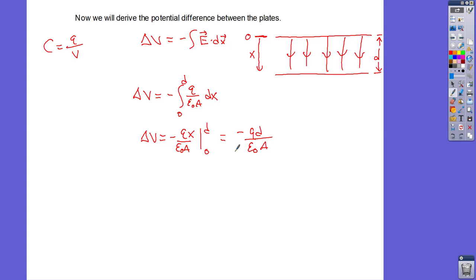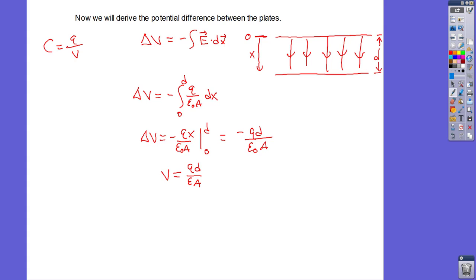Okay, so I'm going to rewrite this, and I'm going to drop the delta on the left side, and I'm going to drop the negative sign on the right side. So the potential difference across the capacitor is just Q d over epsilon naught A.